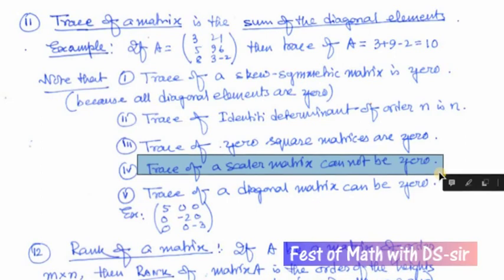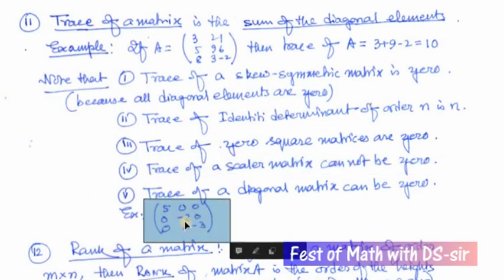Diagonal matrix means its diagonal elements are non-zero and all other elements are 0. For example, see this diagonal matrix whose diagonal elements are 5, minus 2 and minus 3. Now see its trace is 5 plus minus 2 plus minus 3, that gives you 0. So for trace, you just have to know the definition, what is trace and how to calculate trace. It has no application, no other significance.